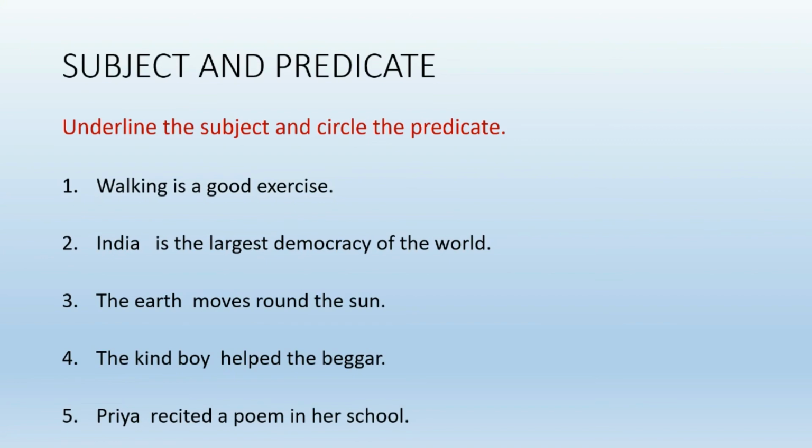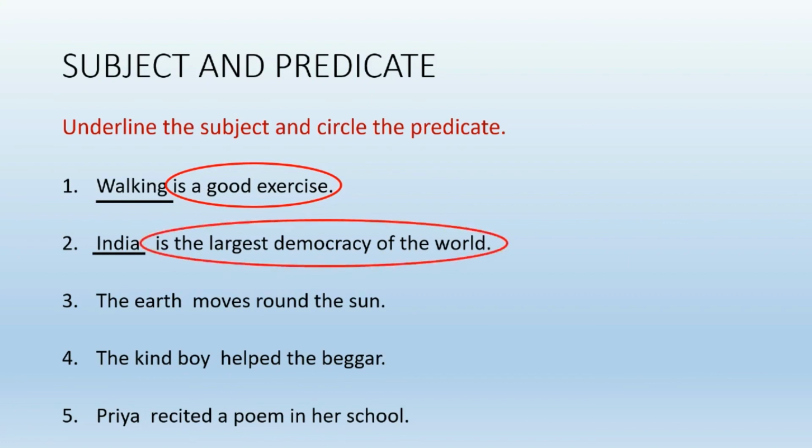So let us check with these sentences, and here the question is: underline the subject and circle the predicate. Walking is a good exercise. So what's the thing mentioned over here? Walking. So walking is the subject and is a good exercise is the predicate. India is the largest democracy of the world. So India is the name of the country. So India is the subject and is the largest democracy of the world is the predicate, because what we are saying about India is the predicate.